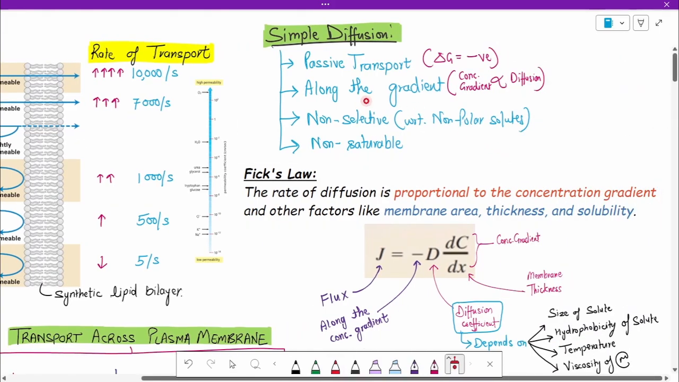So we said simple diffusion is a type of passive transport. Passive transport means it does not need external energy. Thermodynamically, the value of delta G, the free energy, will be negative. So this process will be spontaneous, and it occurs along the concentration gradient, from higher concentration to lower concentration. So concentration gradient is directly proportional to diffusion. Okay, the higher the concentration gradient, the more the rate of diffusion.